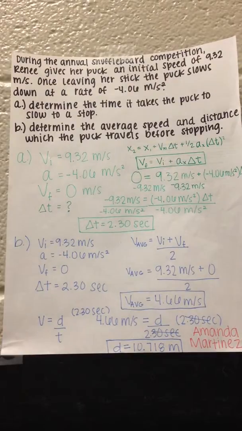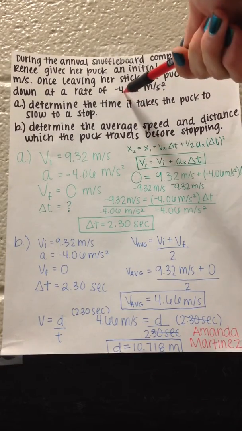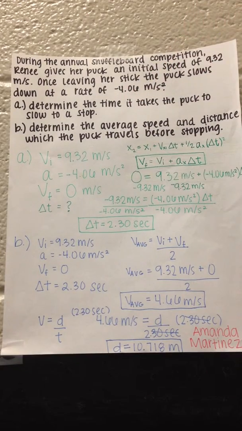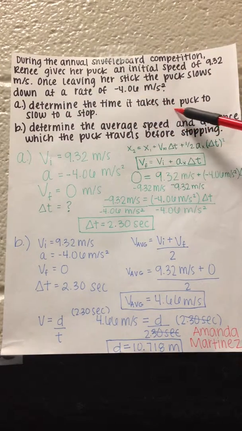So the question I did was, during the annual shuffleboard competition, Renee gives her puck an initial speed of 9.32 meters per second. Once leaving her stick, the puck slows down at a rate of negative 4.06 meters per second squared. So the first thing they ask is for A, to determine the time it takes the puck to slow to a stop.